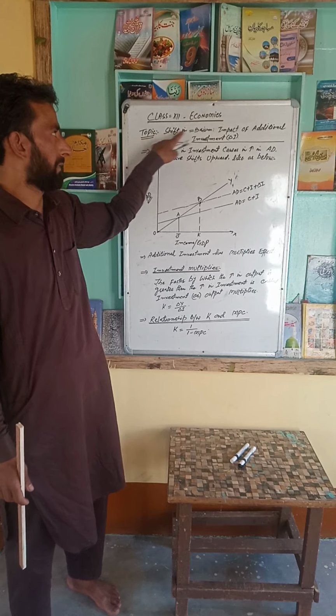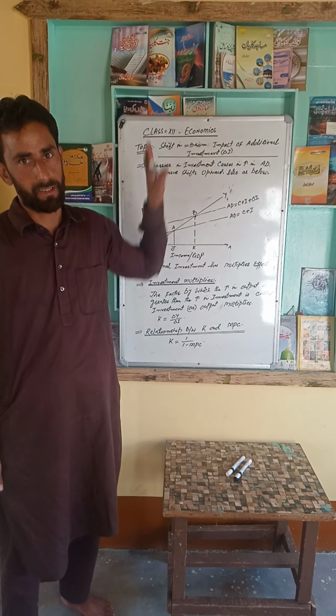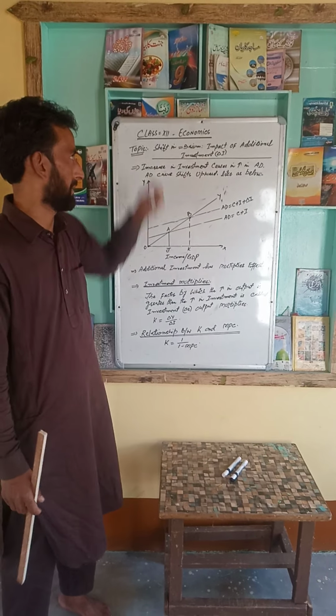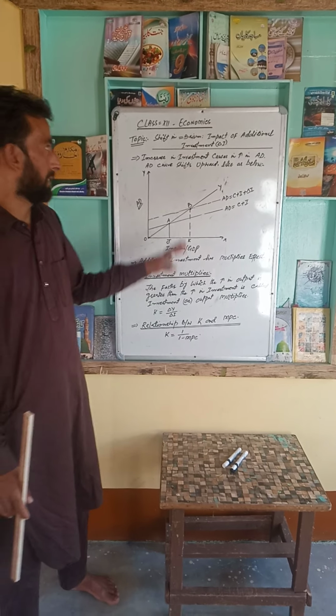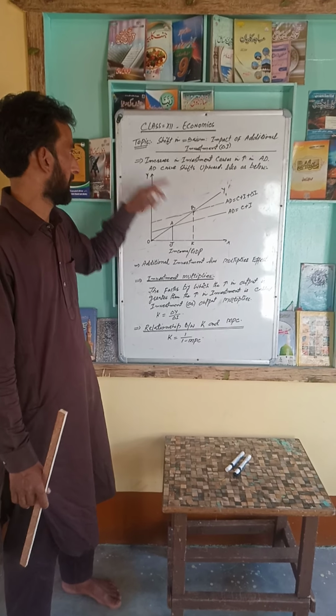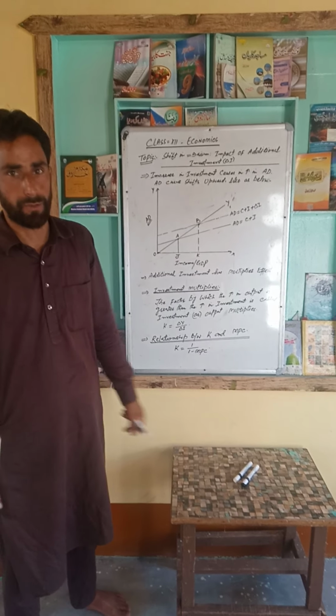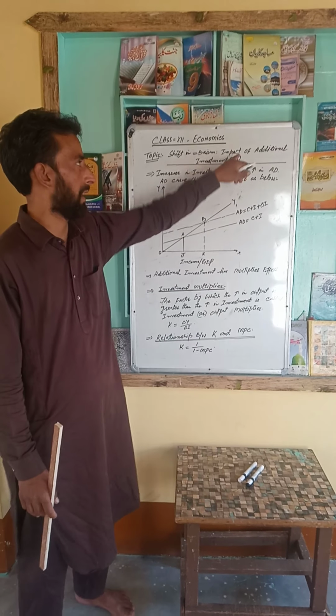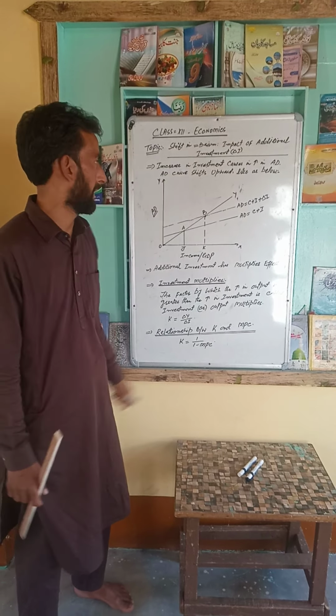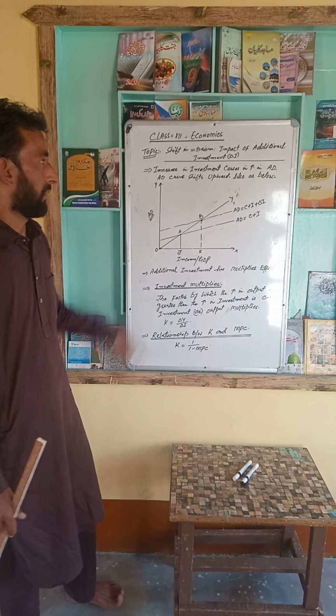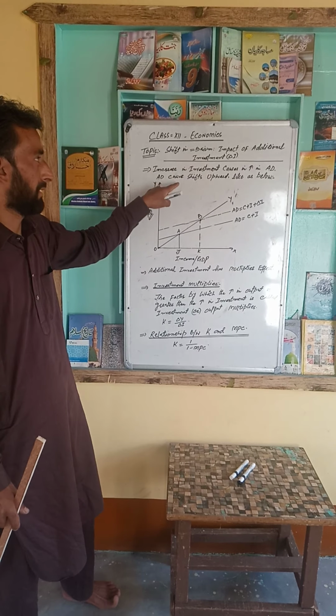Today's topic is shift in equilibrium and impact of additional ΔI. ΔI means change in investment. Last day we completed the previous topic, and today we will start a new topic. The topic is once again shift in equilibrium and the impact of additional investment. Firstly, what is meant by this additional investment?